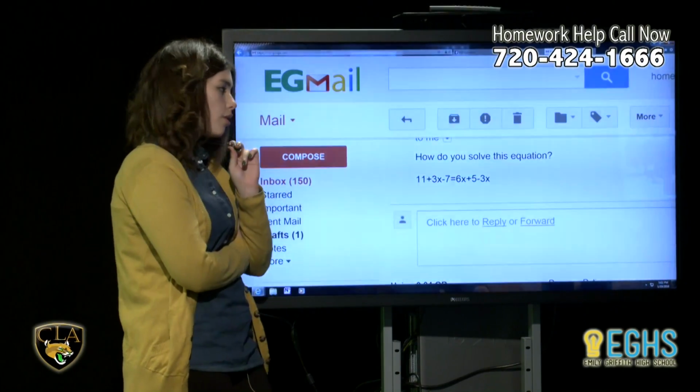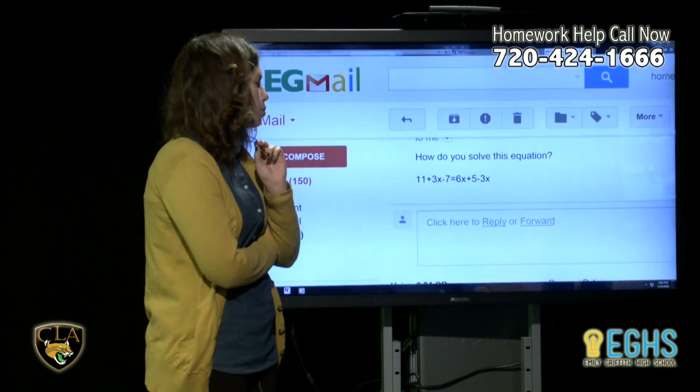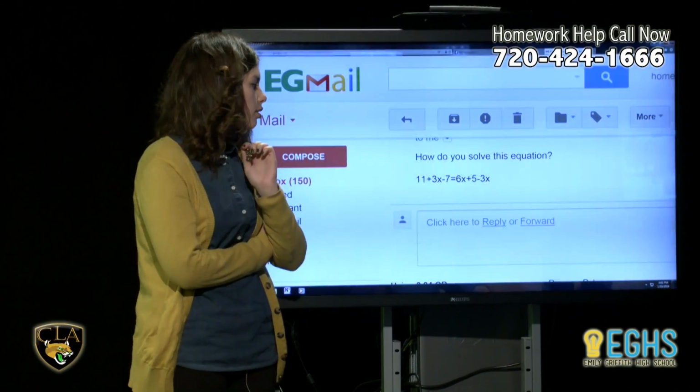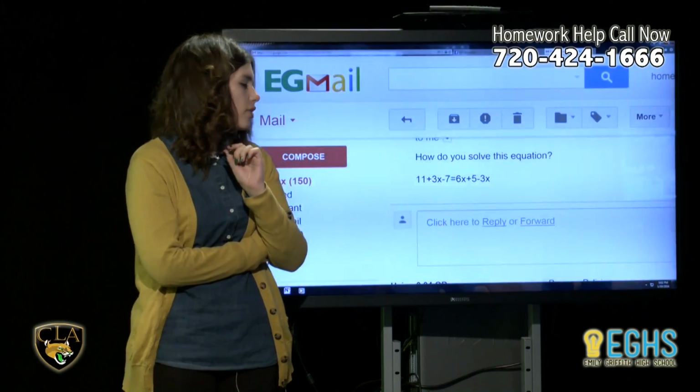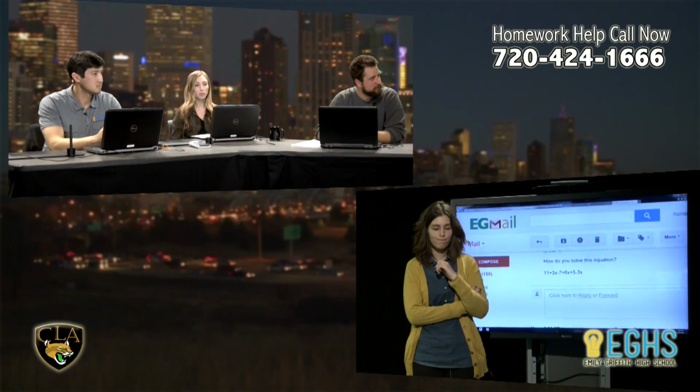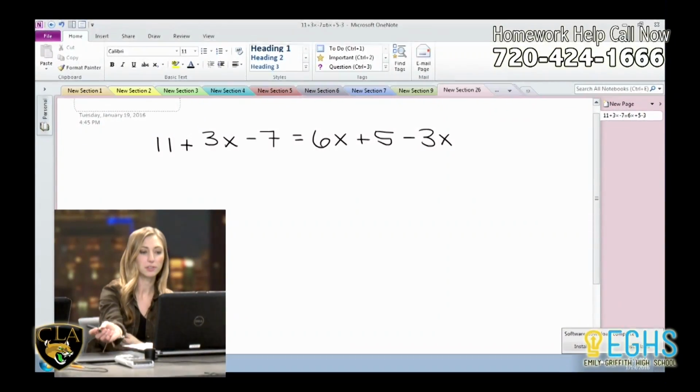They asked to solve this equation, and it's 11 plus 3x minus 7 equals 6x plus 5 minus 3x. I'll take this one, I guess. Okay. So I just wrote the equation down that Lily mentioned on my screen. So here's our equation.